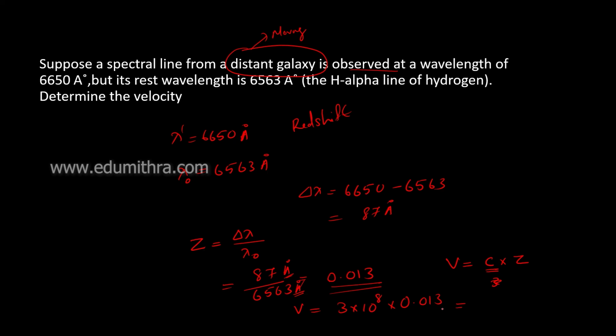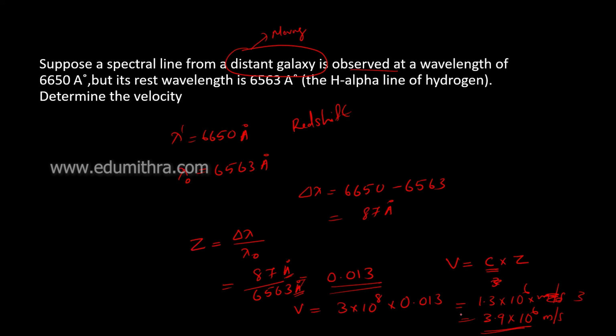Anybody got it? So I will write it as 1.3 into 10 to the power 6 meter per second. Yeah, sorry, into 3. So 3 into 1.3 is 3.9 into 10 to the power 6 meter per second. So this is the speed at which that galaxy is moving away from us. That is 3.9 into 10 to the power 6 meter per second. So this is how we can find.